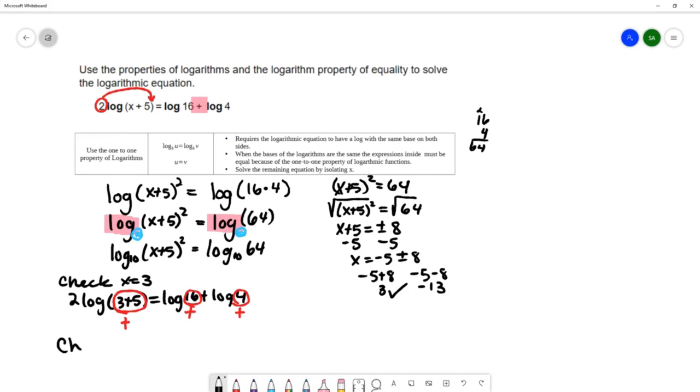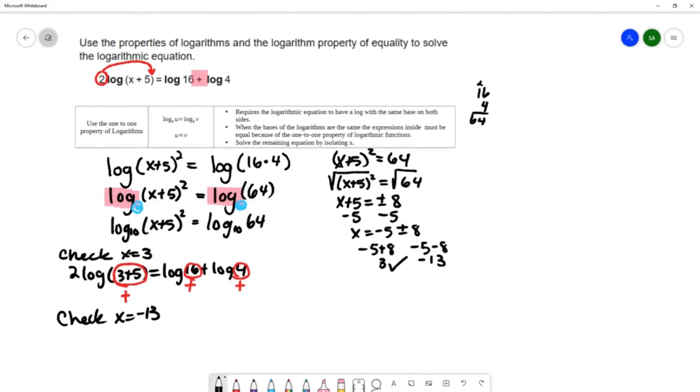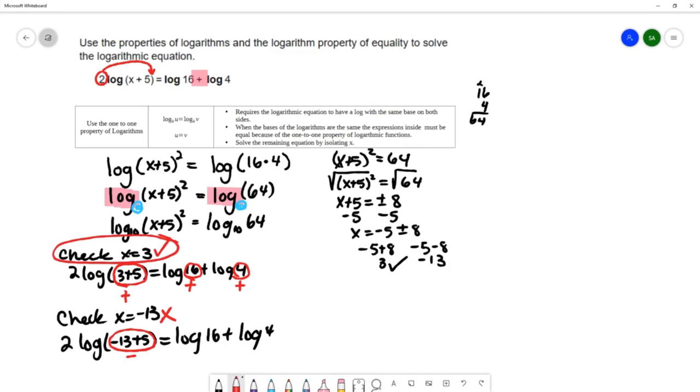Now let's check the other solution of x equals negative 13. That would give 2 log of (negative 13 plus 5) equals log of 16 plus log of 4. And you can see that this expression inside the log, negative 13 plus 5, would give you a negative value, and the log of a negative is undefined. So we're going to throw away that solution of negative 13 and keep only x equals 3 as the solution to this log equation.